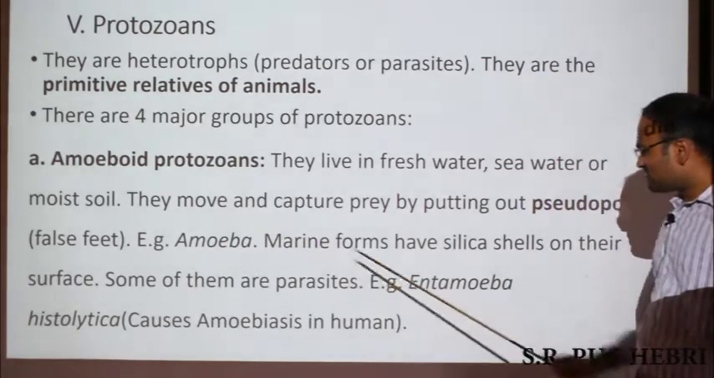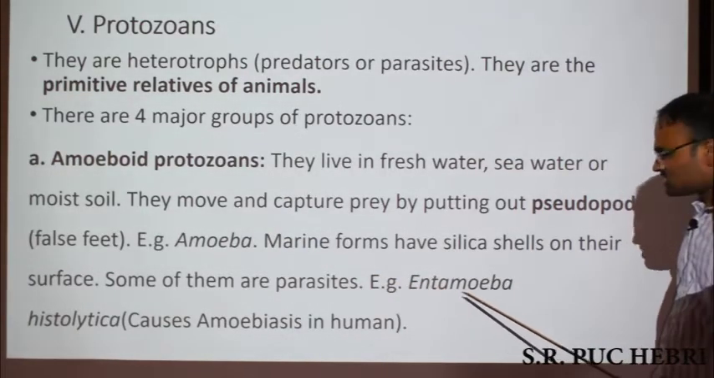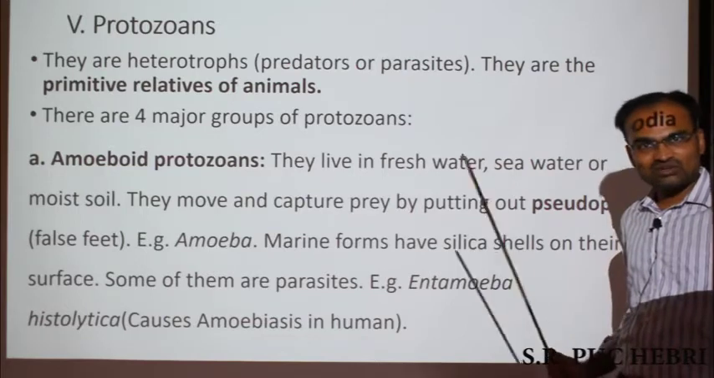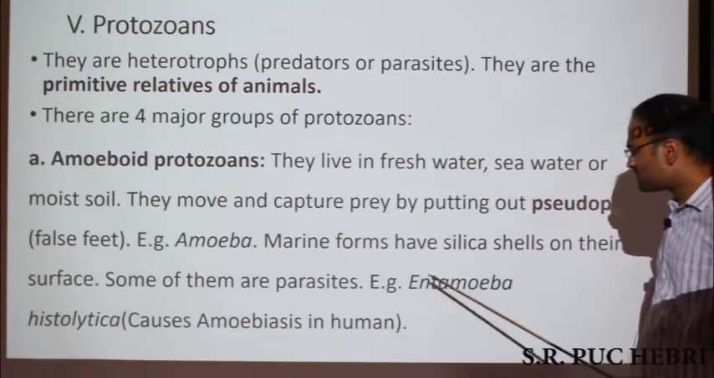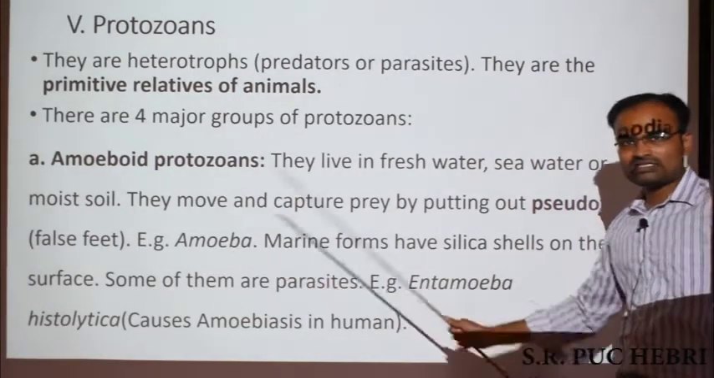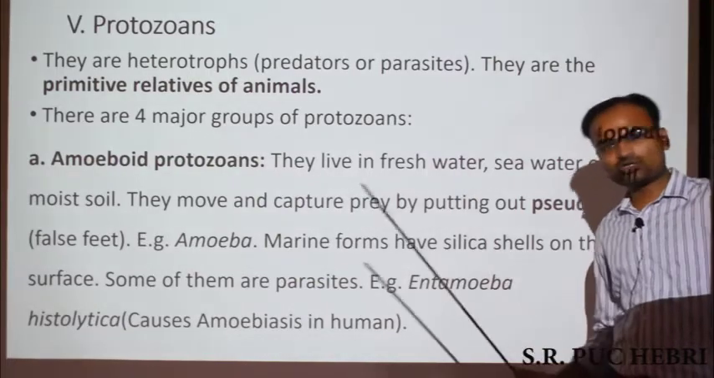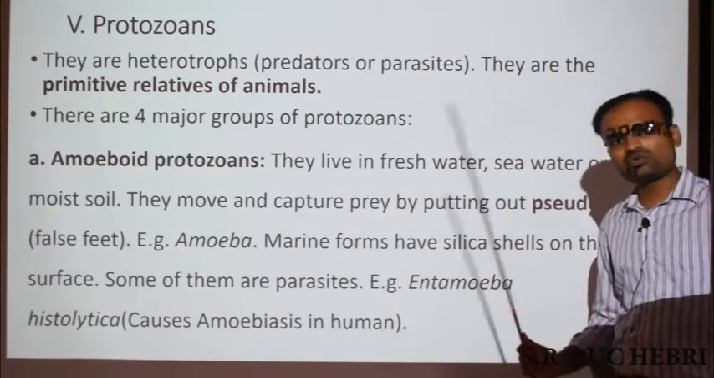See, amoeba is different, Entamoeba is different. Entamoeba is nothing but parasitic amoebas. Okay, Entamoeba is different, amoeba is different. But the common amoeba is not causing any disease. It is a heterotroph, but it is not a parasite. It lives in the water.